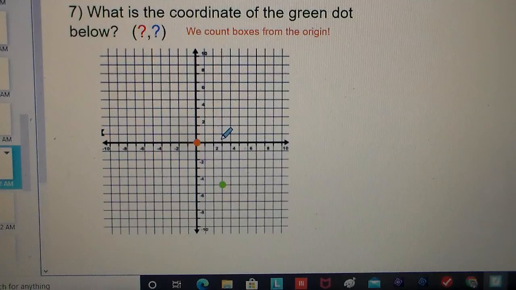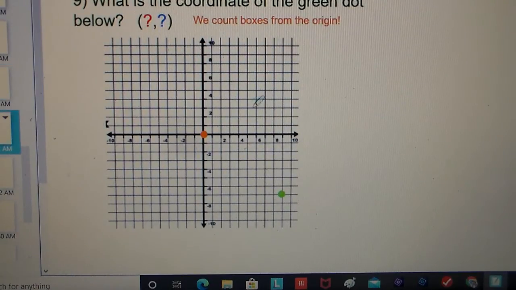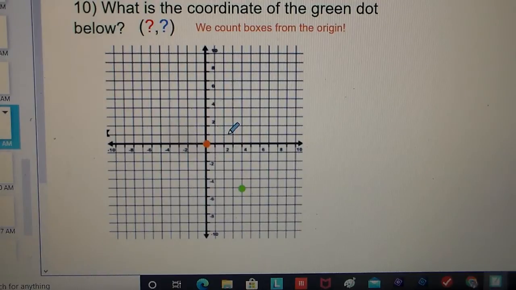You could try this one. It's 3 to the right, 5 down. So 3 to the right, and then 5 down. Why don't you try this one on your own? I got 5 to the right, 3 down. So I go 5, -3. This one is 9 to the right, 7 down. So 9, -7. Alright, this one is 4 to the right, 5 down. So it'll be 4, -5.